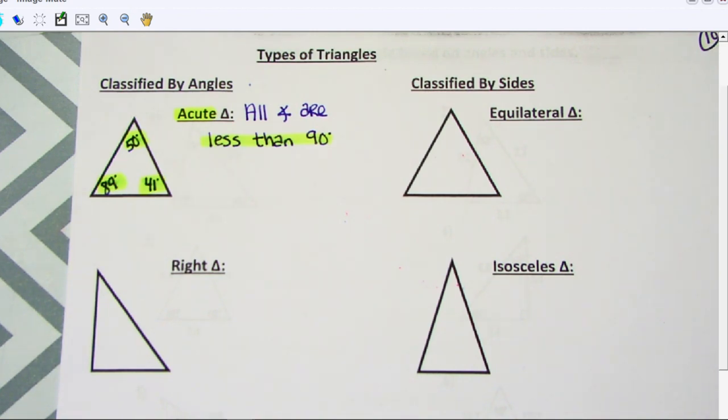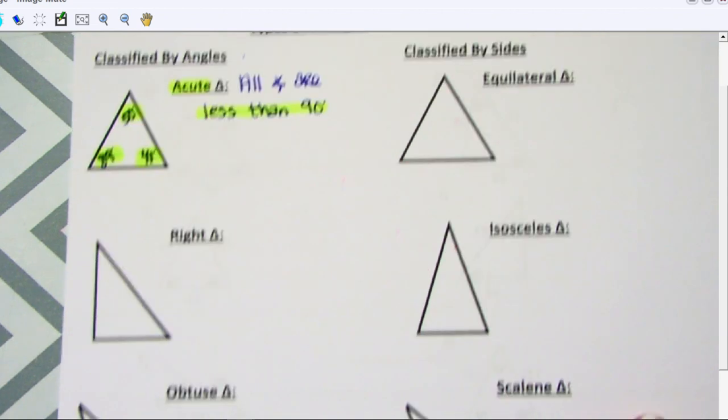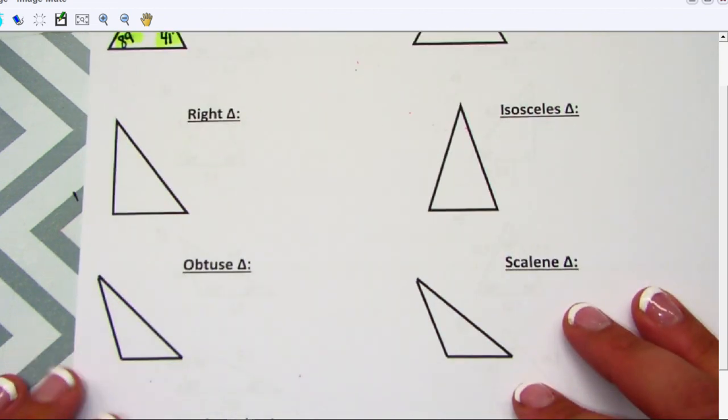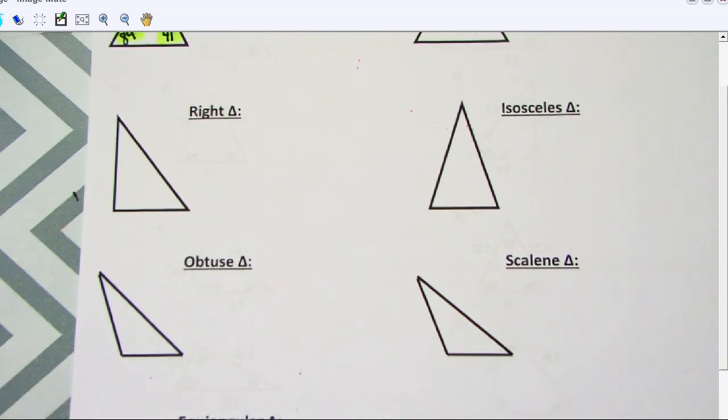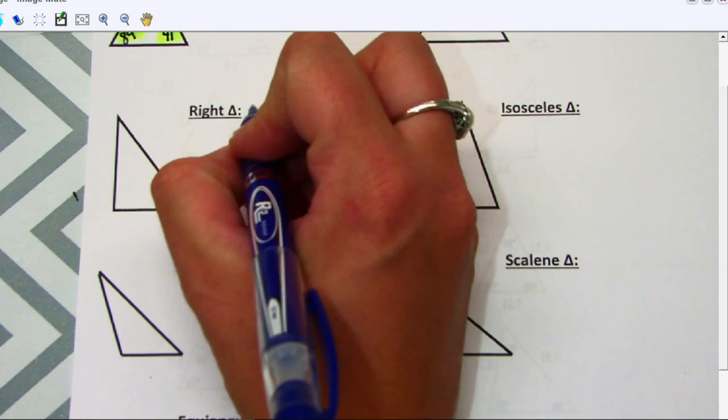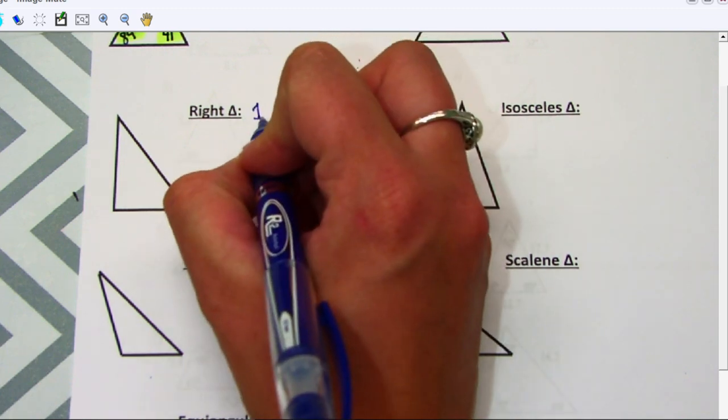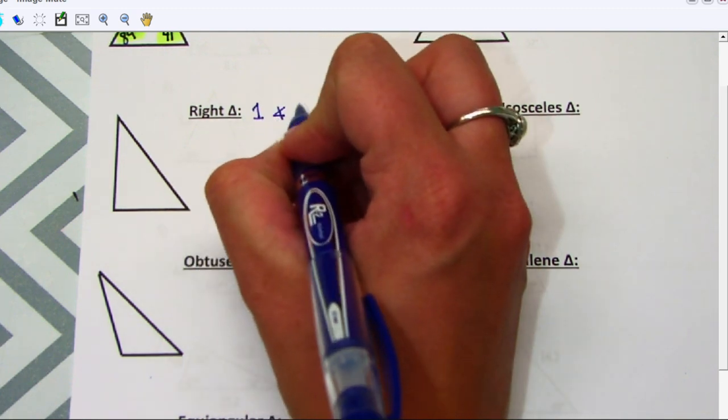Okay, so acute triangles. All the angles are less than 90. Looking at that picture, they're all less than 90. What do we think a right triangle has? 90 degrees. How many? Just one. If we had two 90-degree angles, it would already equal 180, and we have to have three angles that equal 180. So a right triangle has one 90-degree angle, so one angle is equal to 90.